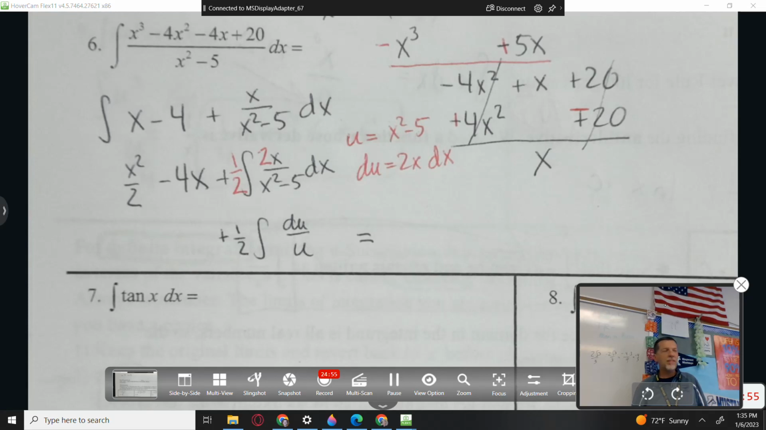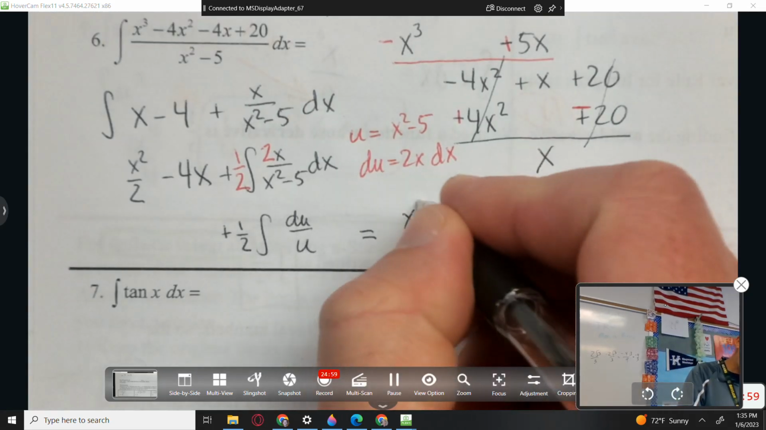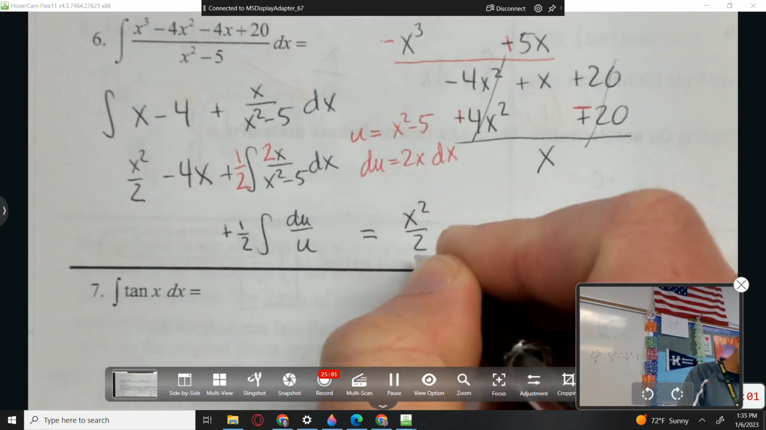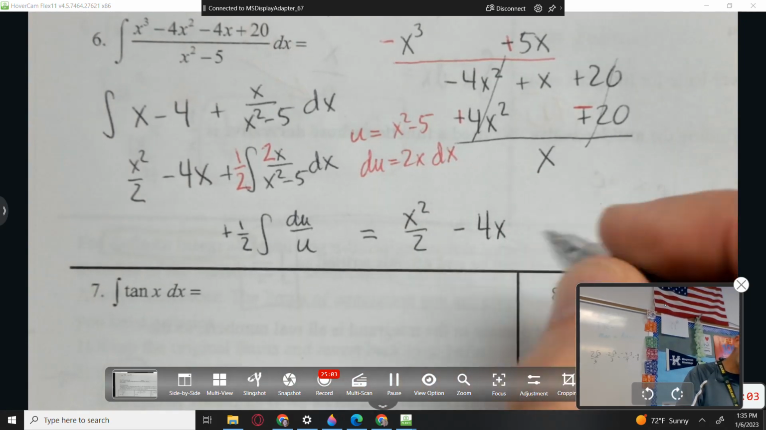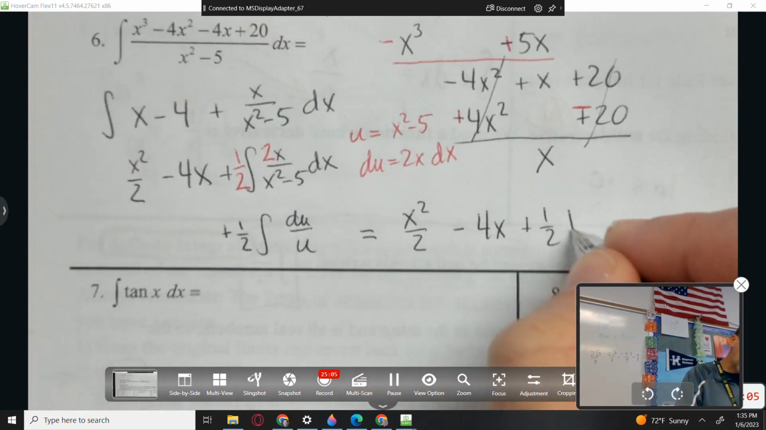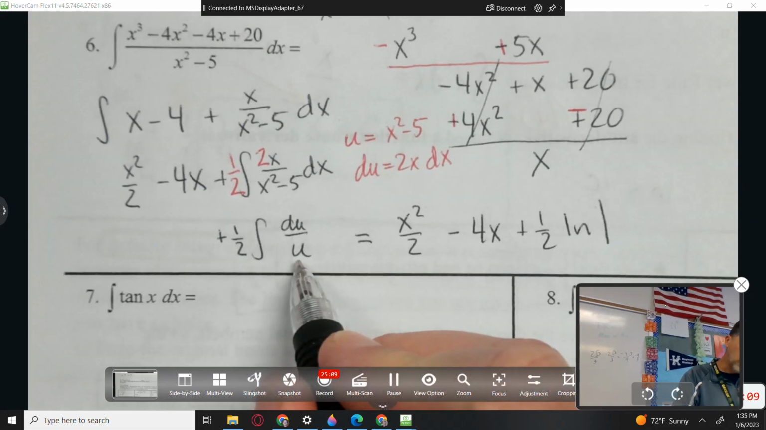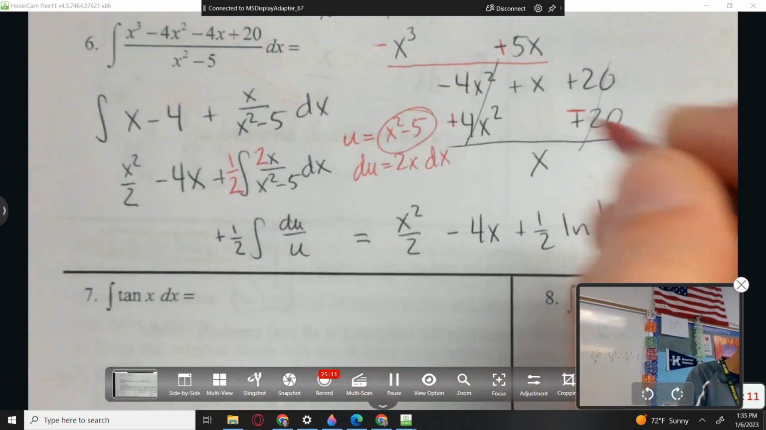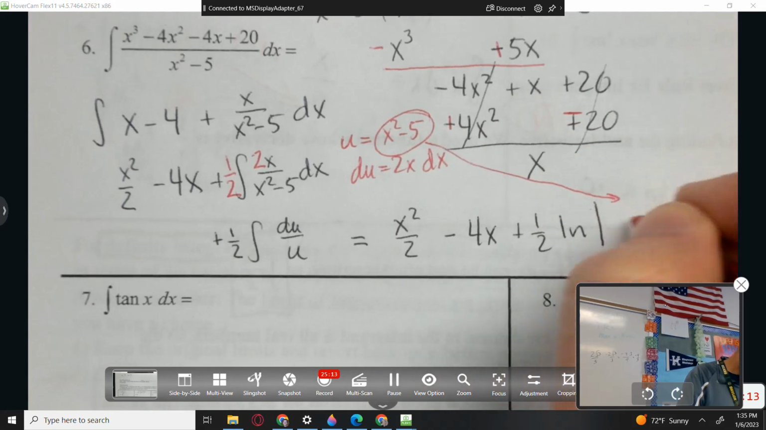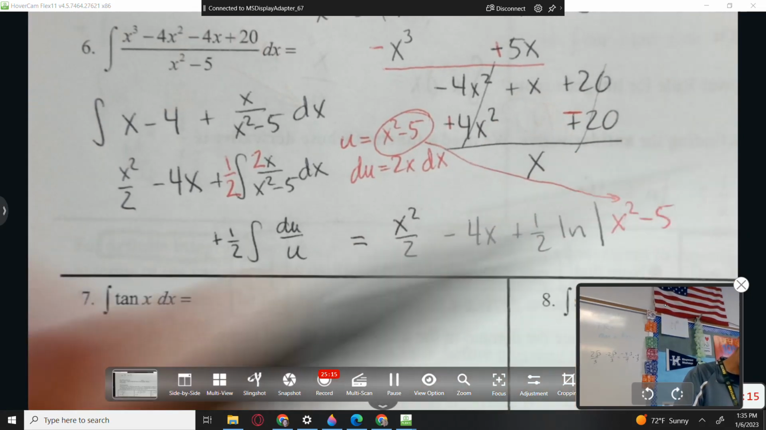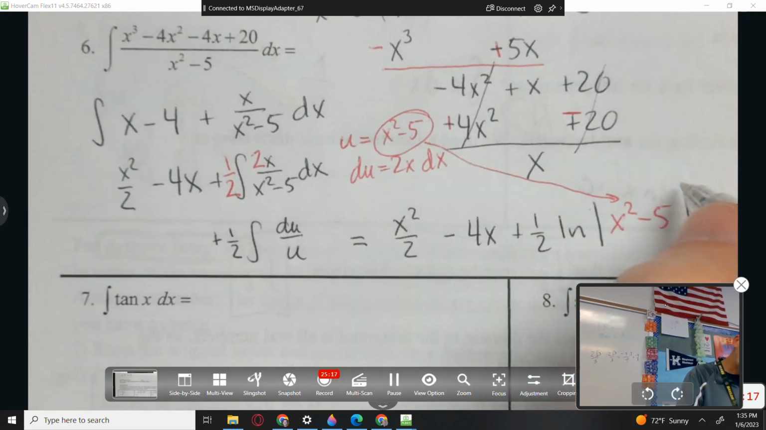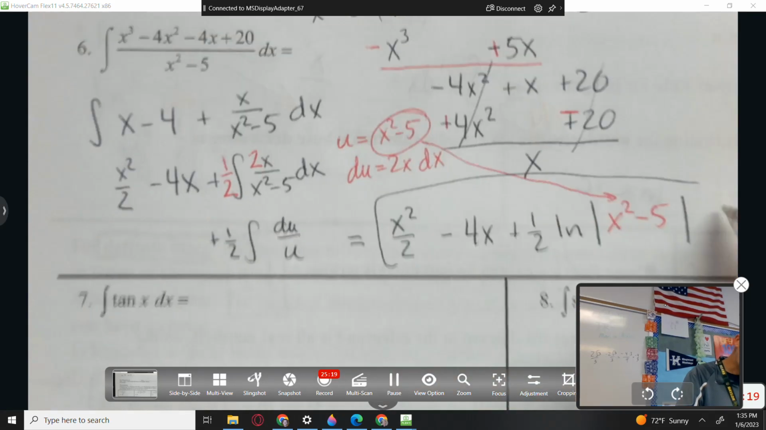Kind of being lazy and not writing down the previous stuff. So x squared over 2 minus 4x plus 1/2 natural log absolute value of u, which is x squared minus 5. Oops, plus c.